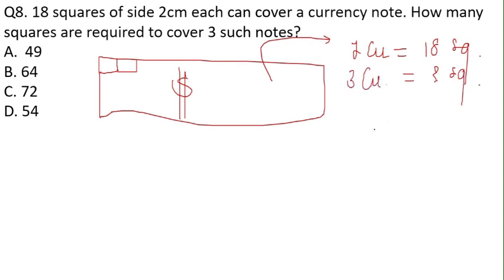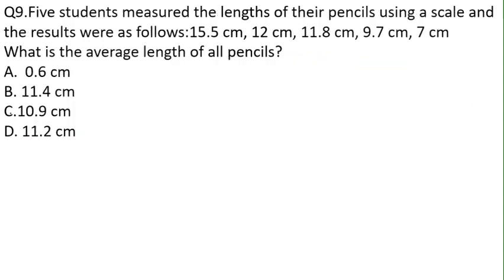A very simple question. Take a cross multiplication. 3 into 18 will give me 1 into question mark. So the correct answer will be 18 into 3, 54. To cover 3 such currency notes, we are going to require 54 squares. For one currency, 18 squares are required; for 3 such currencies, we will require 54. Very simple paper it was. Okay, moving on to the next question.